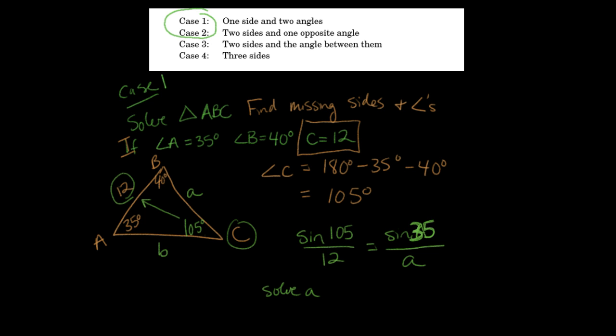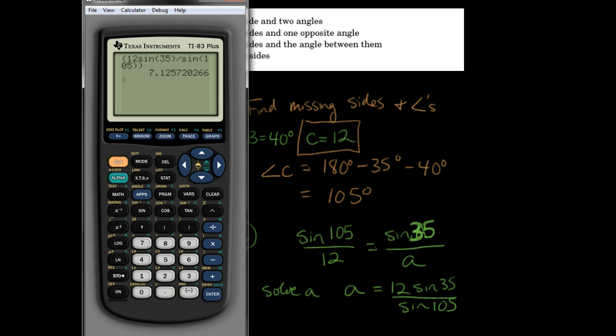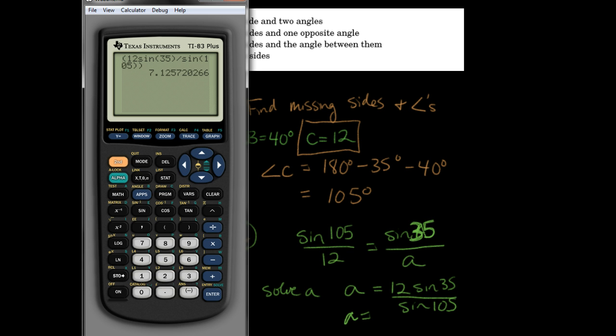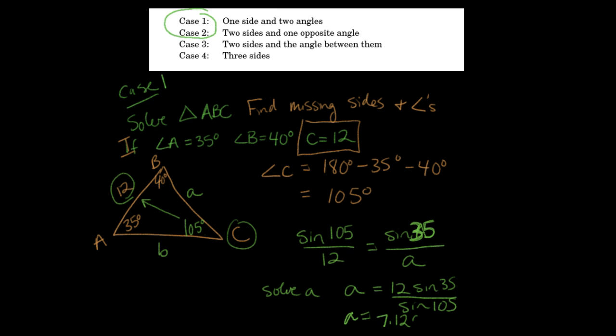So if I solve for A, I'm going to bring A over to the top on the left-hand side, and I'm going to bring the other two guys: 12 comes up to the top on the right, sine of 35, and sine of 105 goes down to the bottom. Calculating this number gives me A equals, let's call it that, 7.126. So I'm going to say that's 7.126 for side A. The last side that we have to find is B.